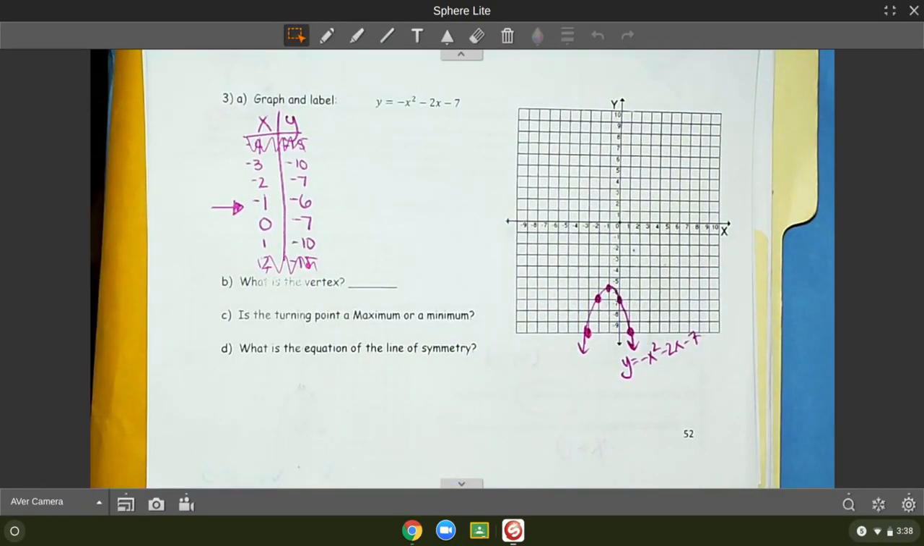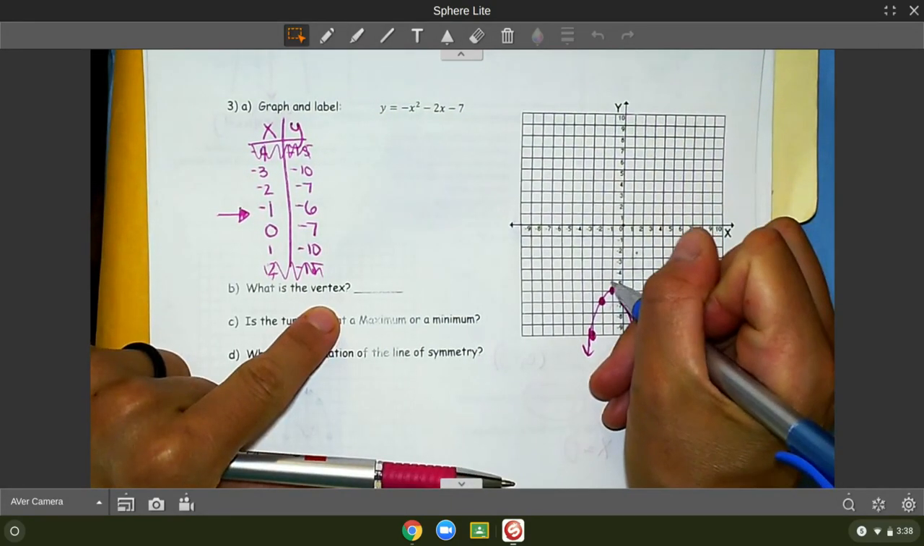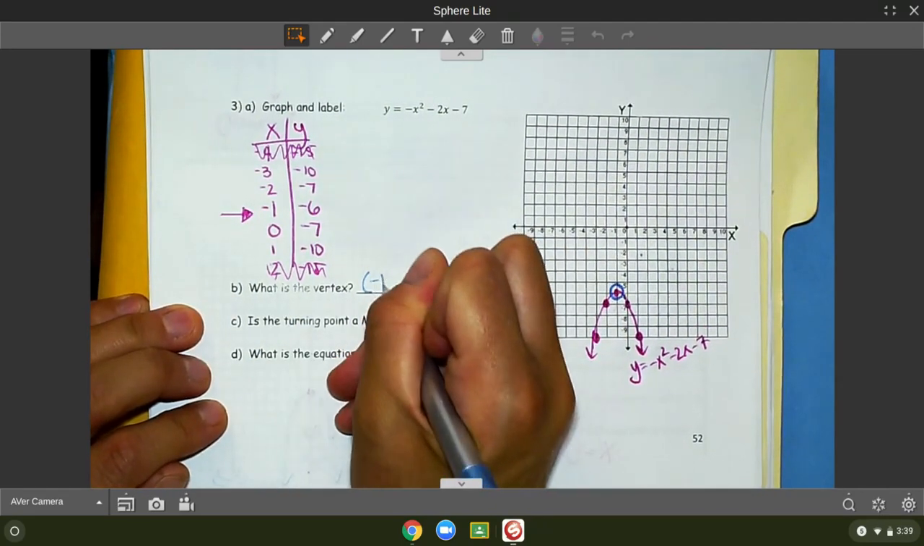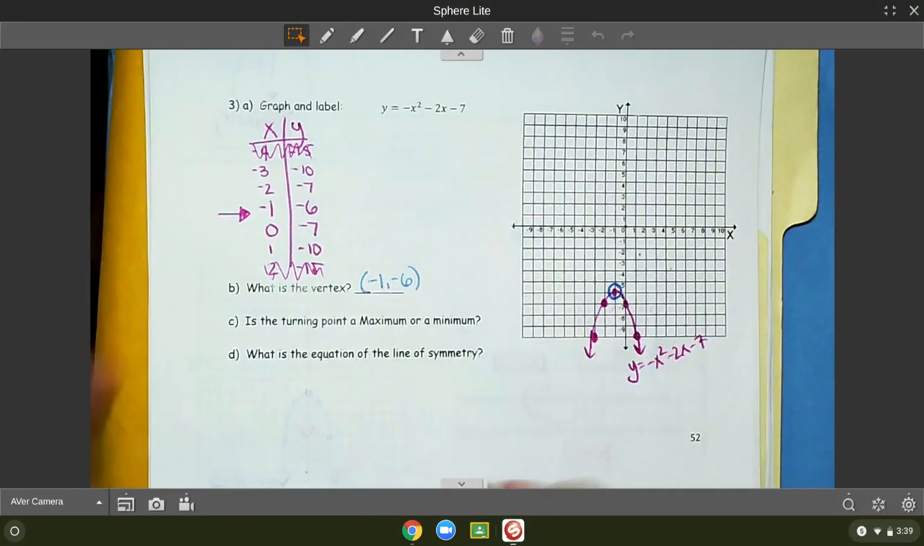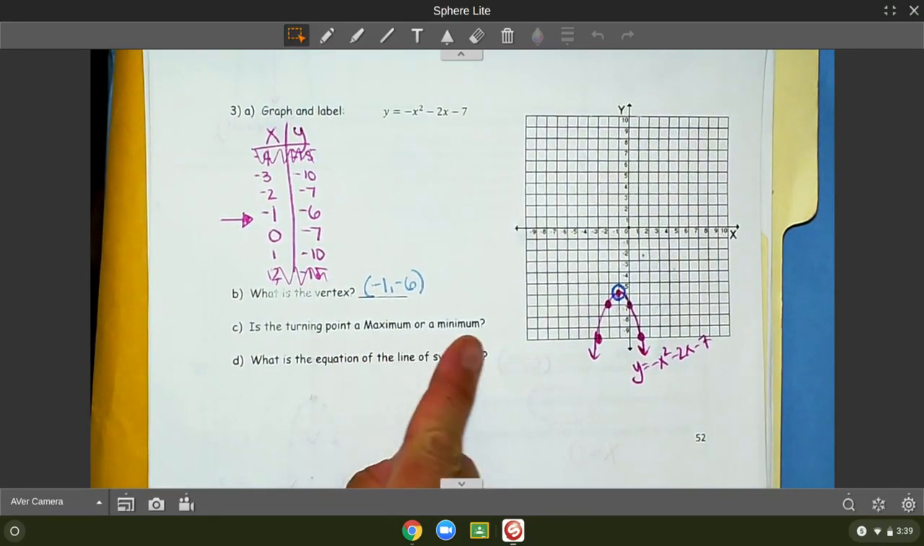Okay, now we need to answer some follow-up questions. So, what is the vertex? So, the vertex point is right here. What are the coordinates of that point? -1, -6.